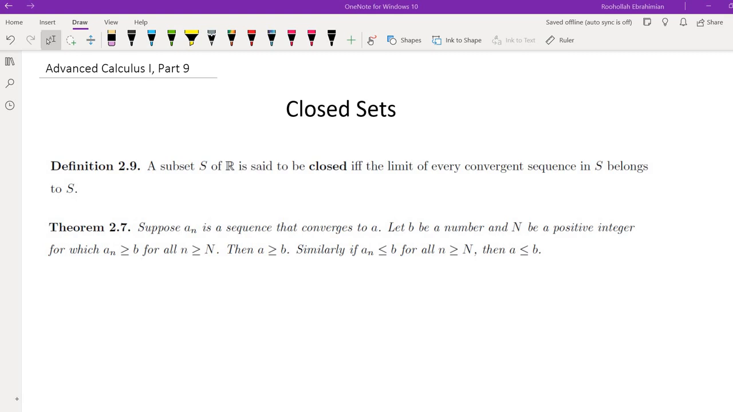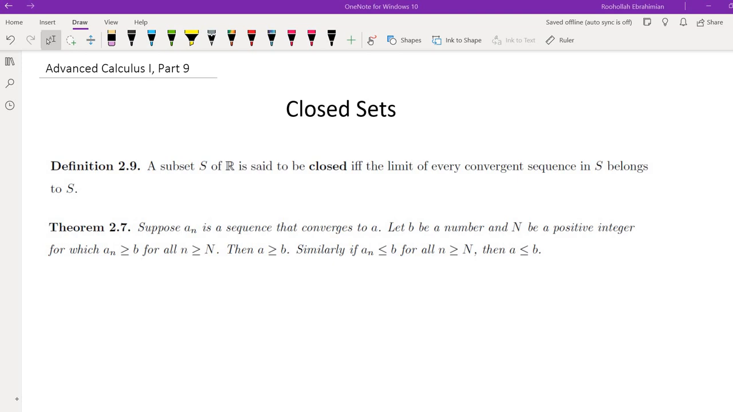Hello, in this video we're going to talk about closed subsets of R. So first, what is a closed subset of R, and then we will talk about one example of a subset that is closed and one example of a subset that is not closed.